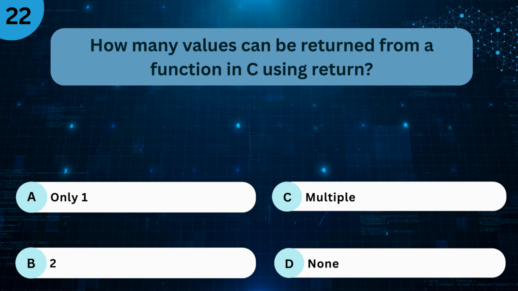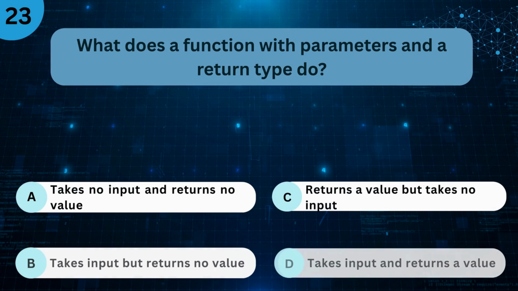A. Only one. B. Two. C. Multiple. D. None. The right answer is A. Only one. What does a function with parameters and a return type do?